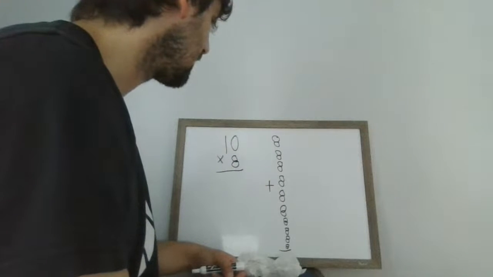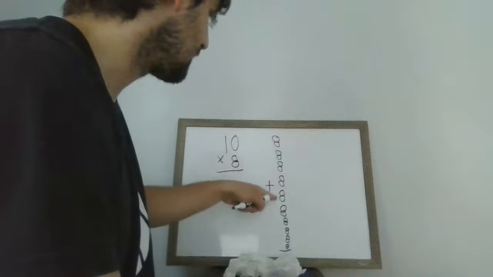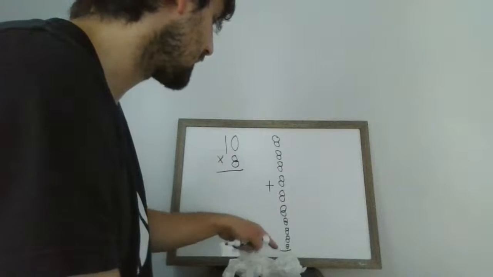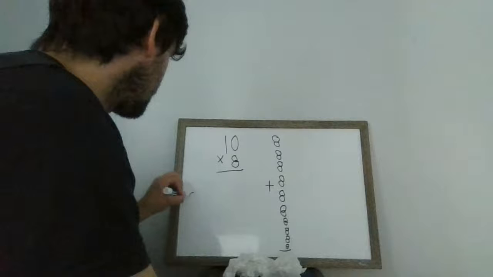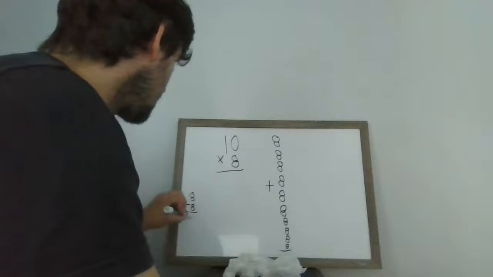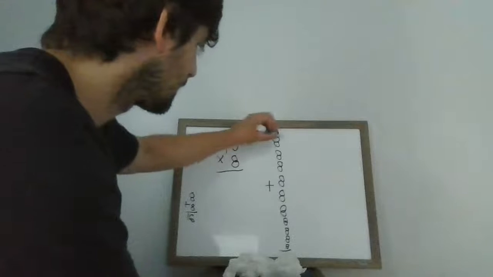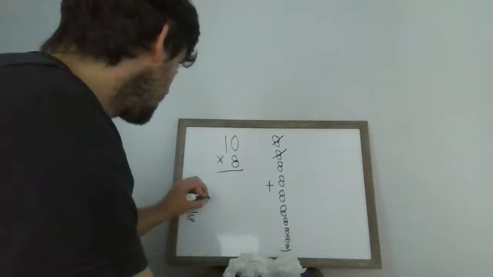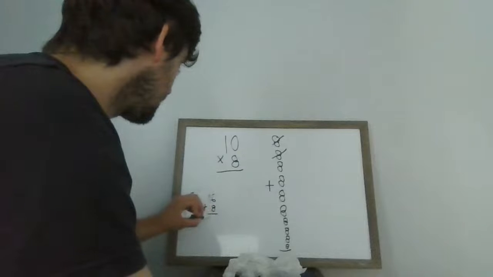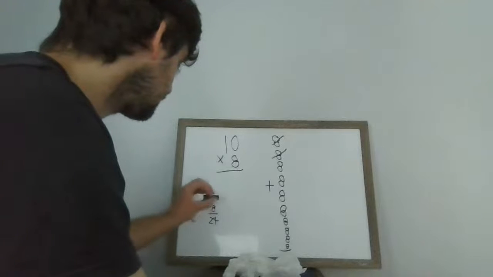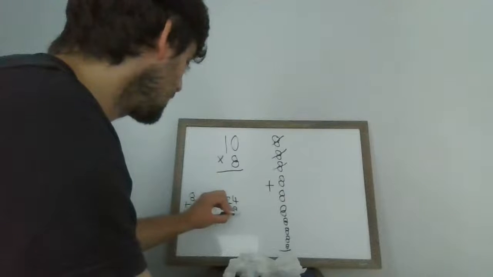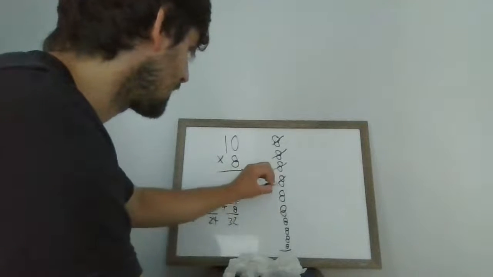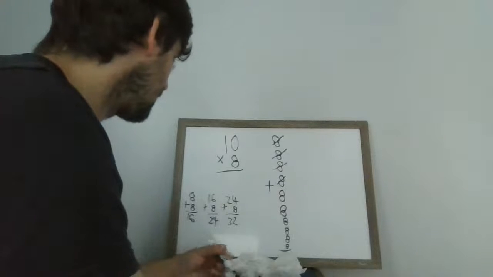10 times 8 is the same as 8 plus 8 plus 8 plus 8 plus 8 plus 8 plus 8 plus 8 plus 8 plus 8. Okay. So if we're going to skip count, 8 plus 8 is 16. 16 plus 8 is 24. 24 plus 8 is 32. Just added 4 groups of 8. 6 more.